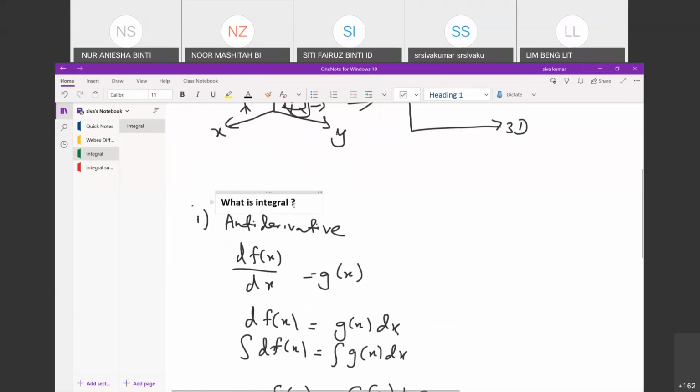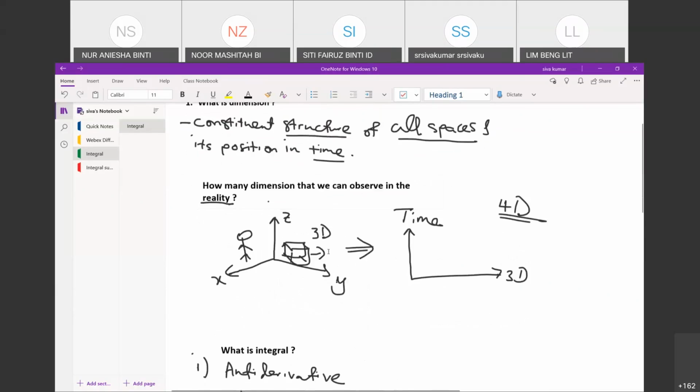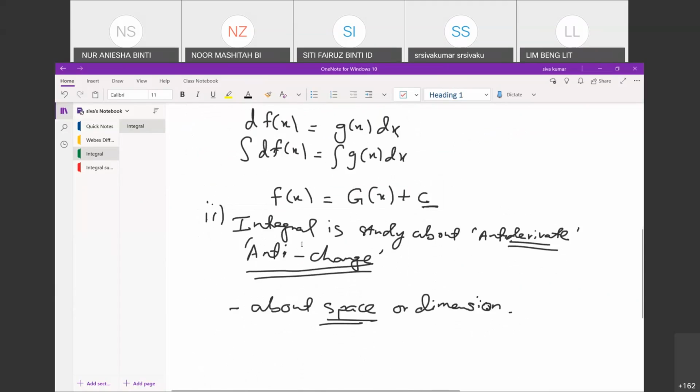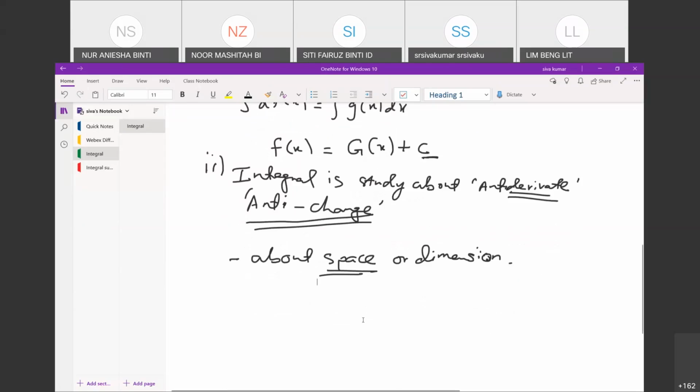But when I say integral, we work opposite to this. Okay, inverse. It's a kind of reverse model whereby we are trying to see that anti-change. What I mean by anti-change is that, instead of focusing on the movement, the changes of that particular object, we start looking at the space that it occupies. We will try to see how it occupies the space. That is very important.